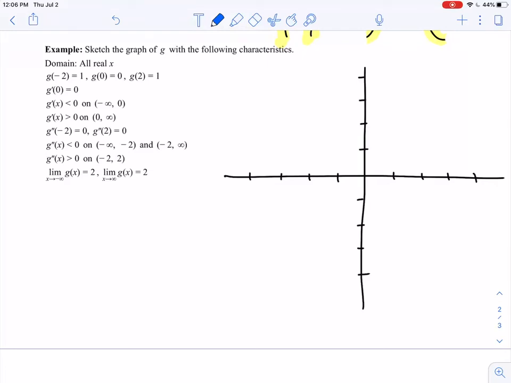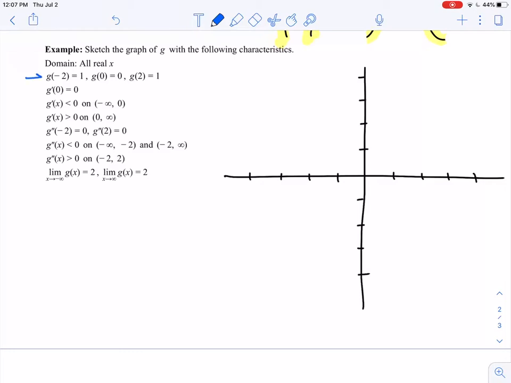We're going to look at one more example similar to the first two that we looked at in this section. Here I'd like to sketch the graph of g with all of these characteristics. So first I'm told that the domain is all real x. This means that we're not going to have any vertical asymptotes. I shouldn't expect to see any in this particular problem.